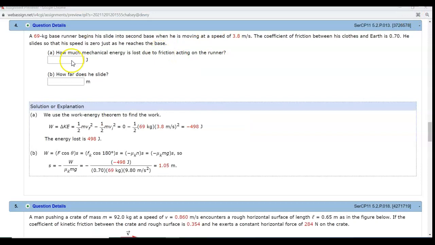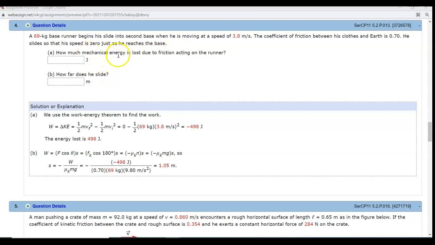Okay, a 16 kilogram base runner begins its slide into second base when he is moving at a speed of 3.8 meters per second. The coefficient of friction between his clothes and earth is 0.70. He slides so that his speed is 0 just as he reaches the base. How much mechanical energy is lost to friction acting on the runner? And how far does he slide?